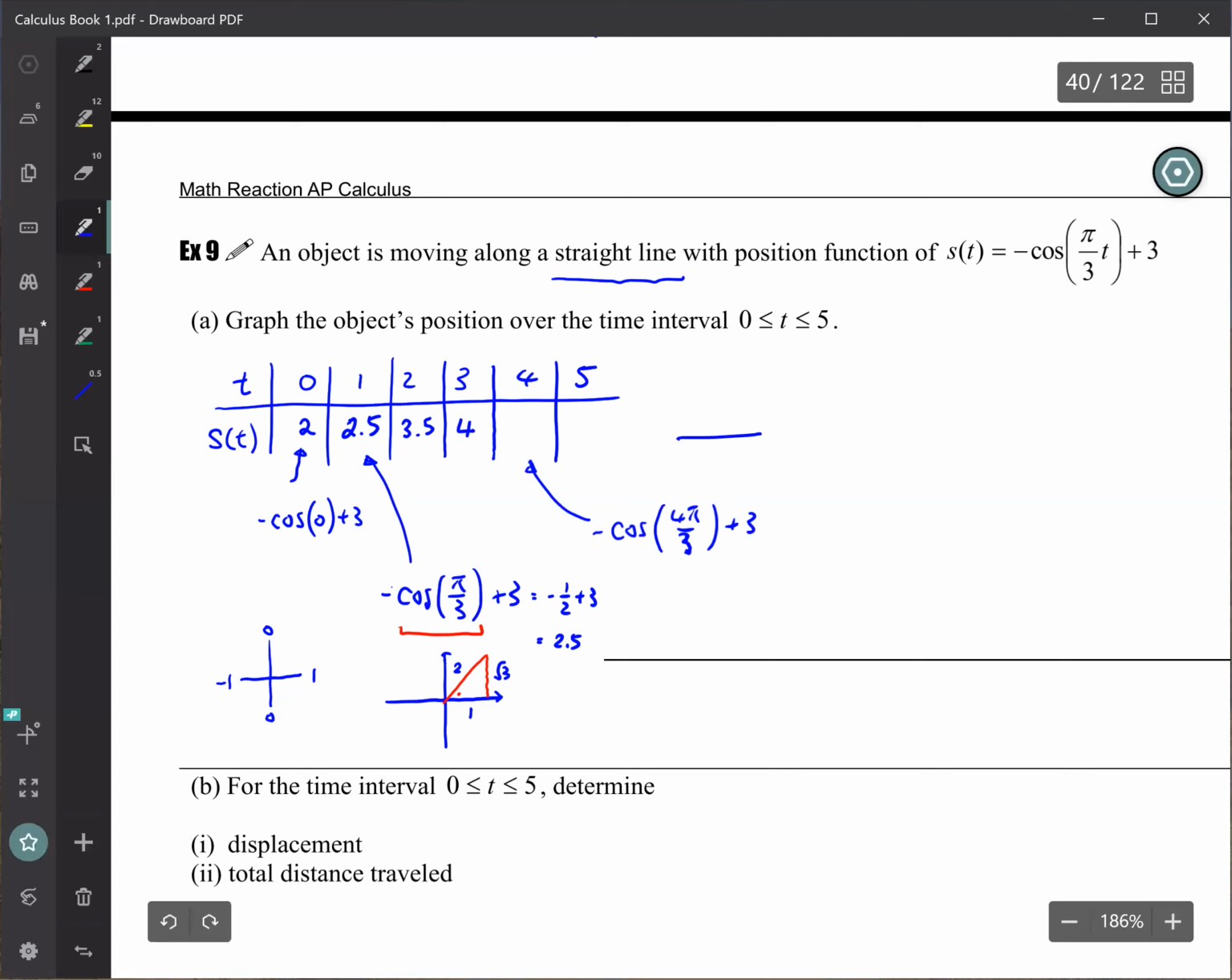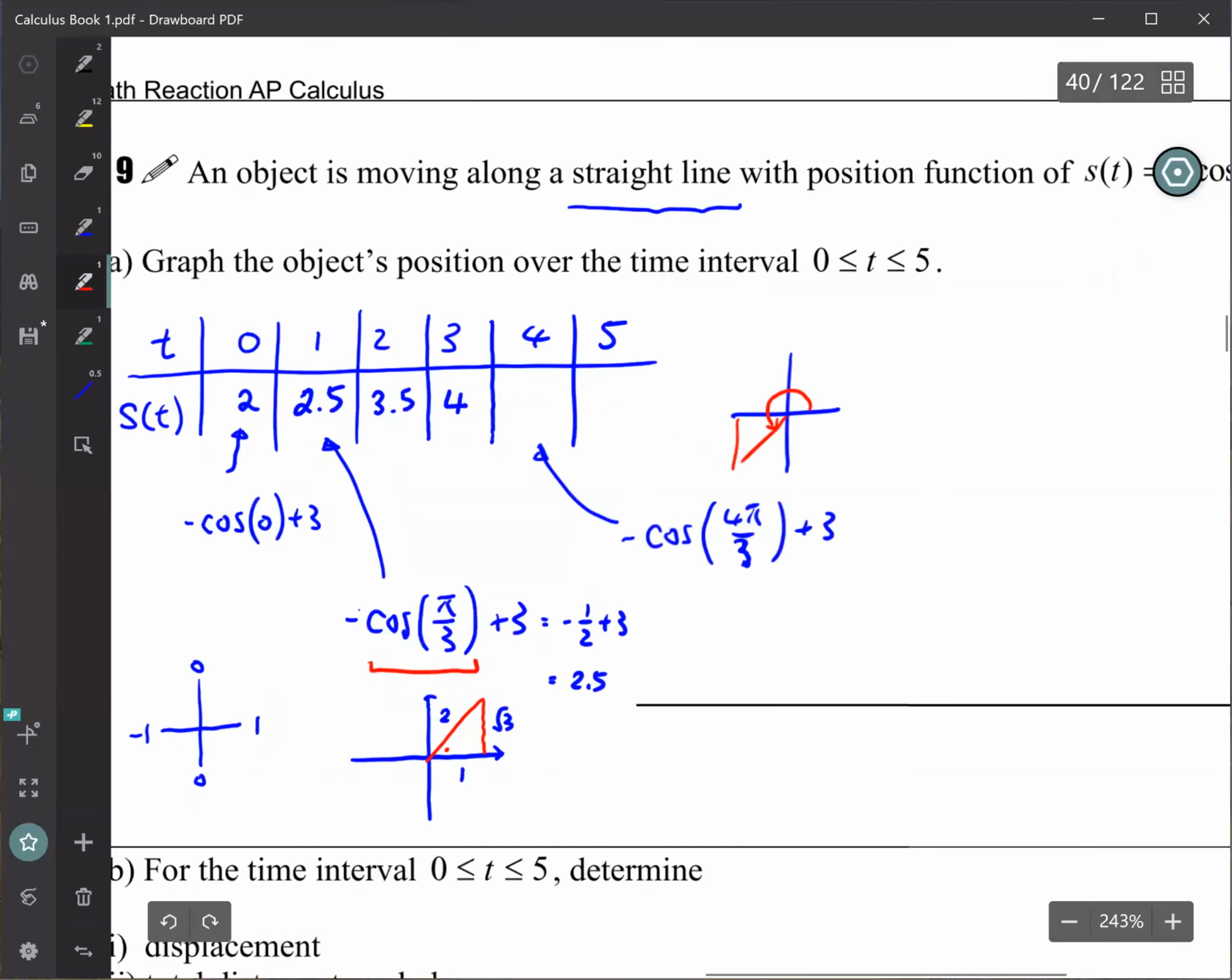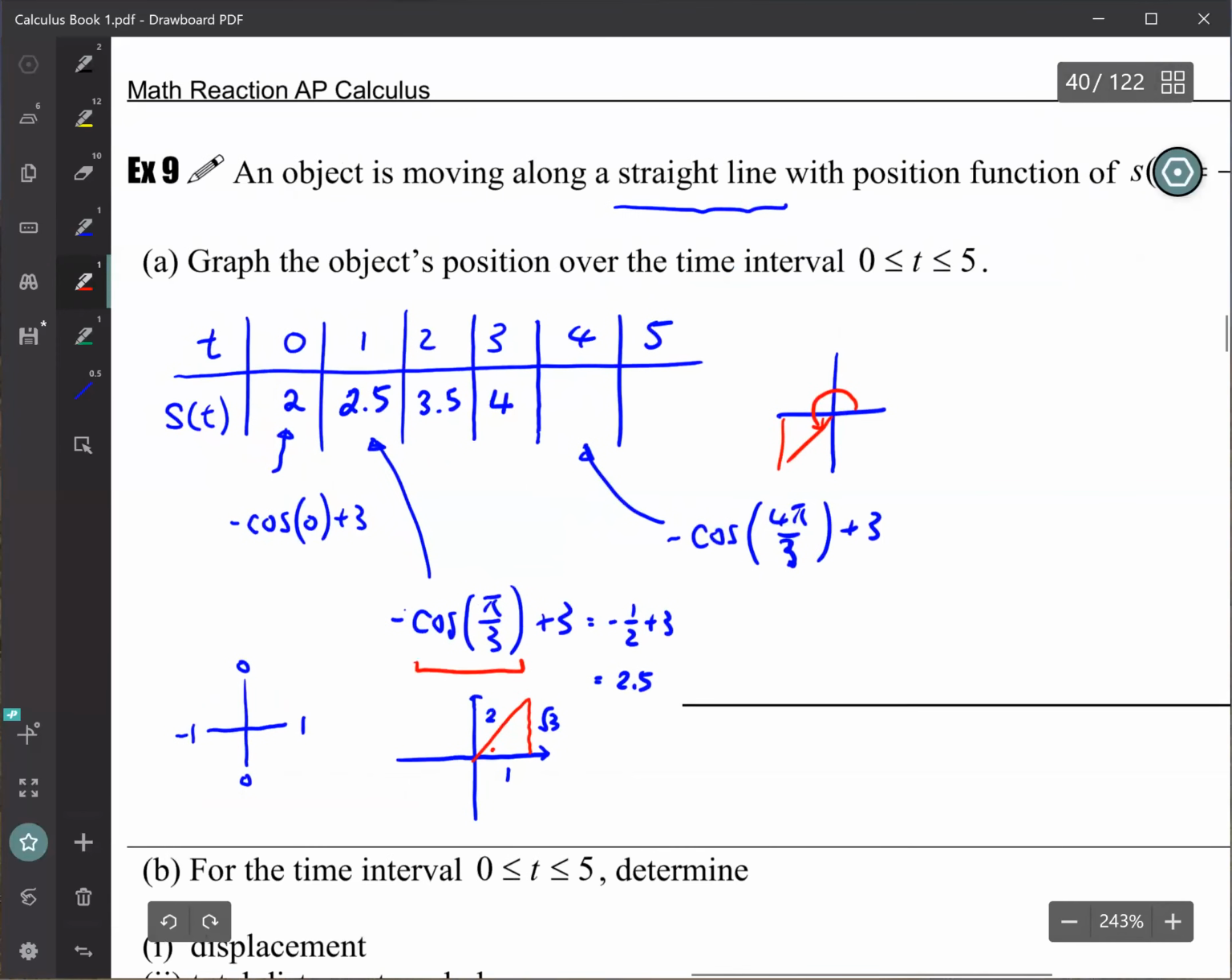Yeah. Okay, so 4 pi over 3, which quadrant is it? Third quadrant. Yeah, so the picture will look like that, right? Yeah. So what's the reference angle there? 60 degrees. Still 60, right? So the opposite side will be square root 3. Yeah, still root 3, 1, and 2, right?